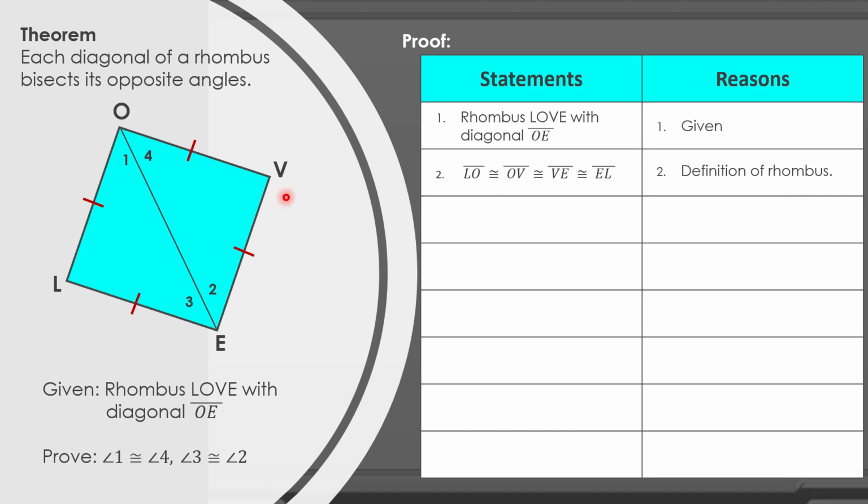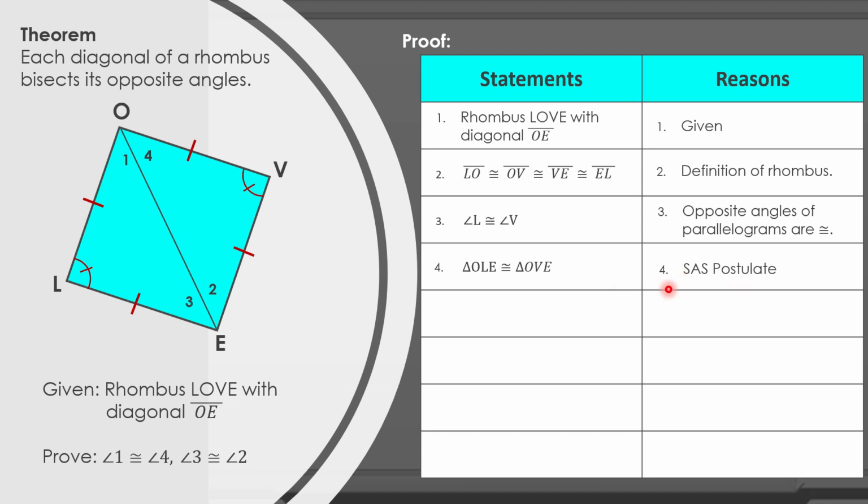And since we know that this is a parallelogram, then we can use the properties of parallelogram in which angle L is congruent to angle V by the opposite angles of parallelograms are congruent. So we have here now side, angle, side. Then we can now say that triangle OLE is congruent to triangle OVE by SAS postulate.